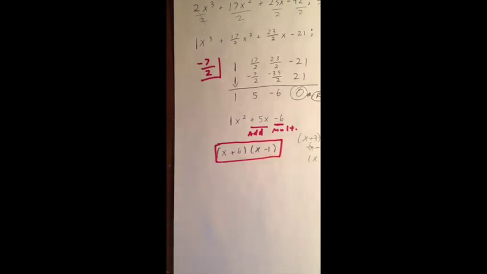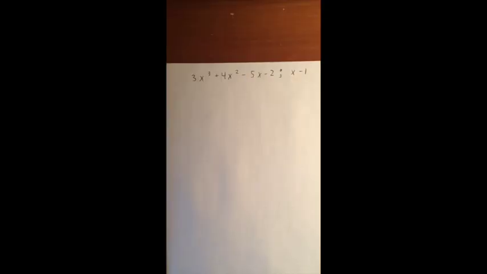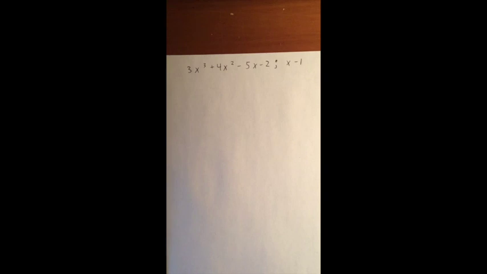And those are our two remaining factors, x plus 6 and x minus 1, okay? So I came up with this one. Hopefully it'll work out just lovely. So this is going to be one where you're given this, 3x cubed plus 4x squared minus 5x minus 2 as your polynomial, and one of the factors is x minus 1.